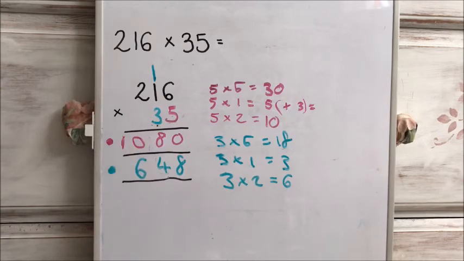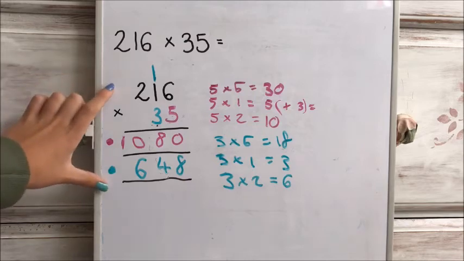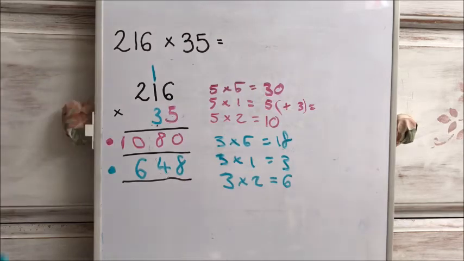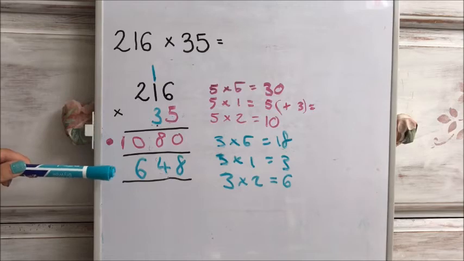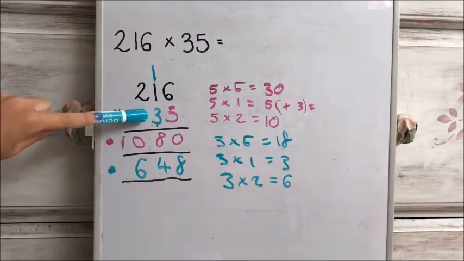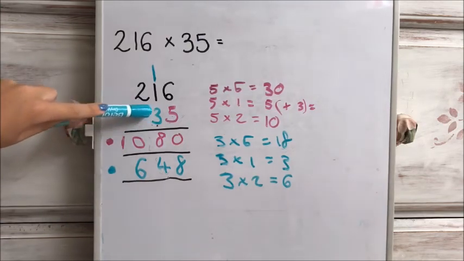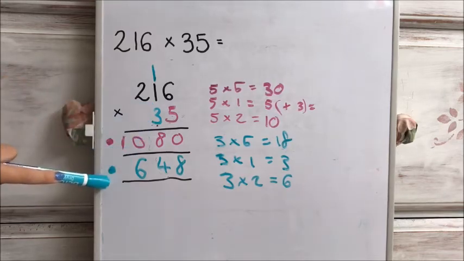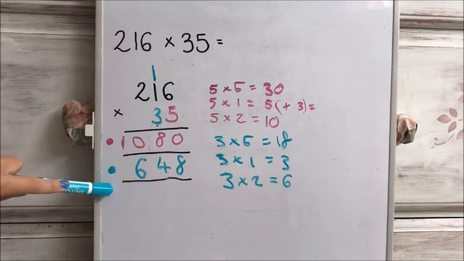And now for our next bit. So this is the basic bit done. So now we have worked out our pink row and we've worked out our blue row. However, with the blue row, we need to bear in mind that this number that we've used, being a 3, is not actually a 3. It's actually a 30, which means that our answer for this row should really be 10 times bigger.